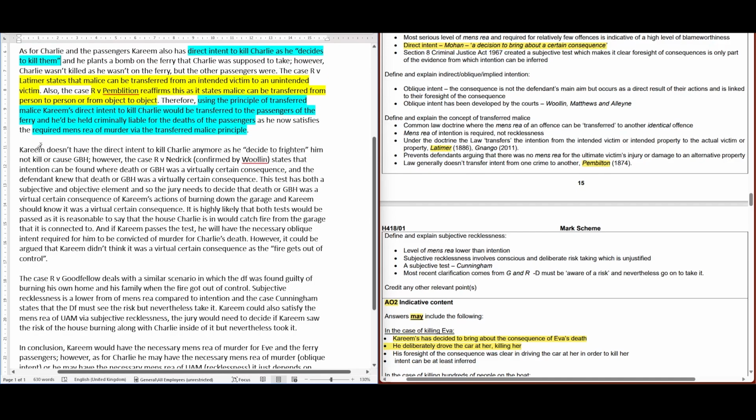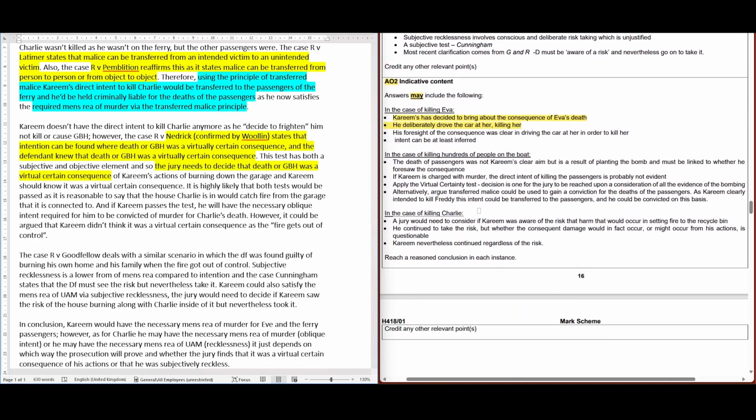So here he starts off again with the AO2, joining the 2 paragraphs, which is fine. The case Nedrick, confirmed by Woollin, that'd be worth 1 AO1 mark. This test has both a subjective and objective element, so the jury needs to decide that death or GBH was a virtual certain consequence of Kareem's actions. That's the AO1 joining into the AO2. It's a very nice flow from the AO1 to the AO2.